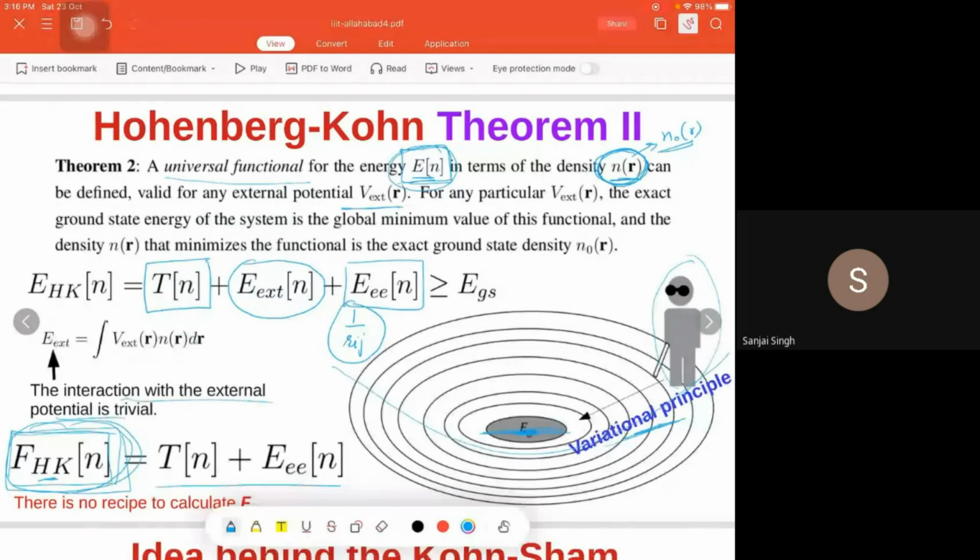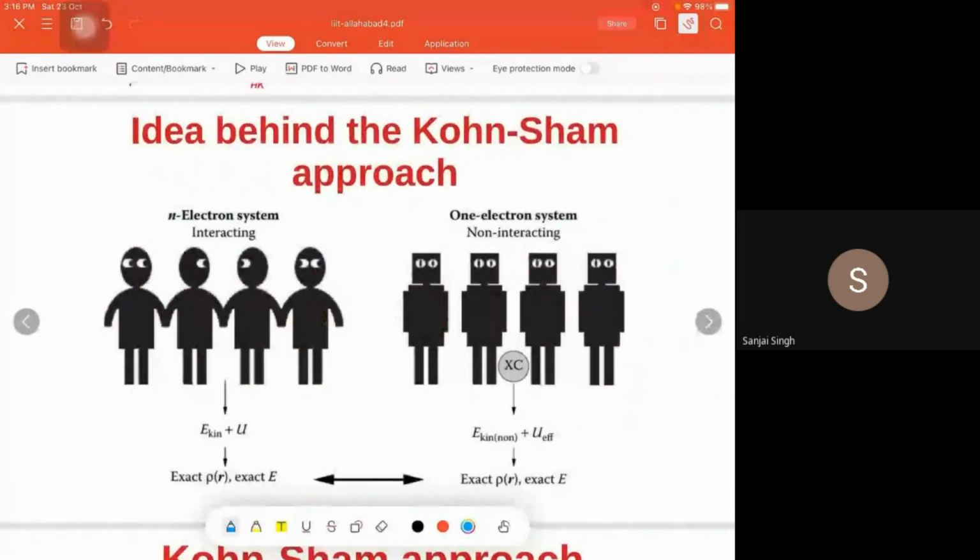He was the postdoctoral fellow of Kohn. He saw this problem and came out with a very unique idea. The idea is the following. If you see this figure, these are the electrons, and they are all holding their hands. It means that they are interacting, so one electron is influencing the other. The ith is interacting with the jth, and the jth with the kth, and so on. So they are all interacting.